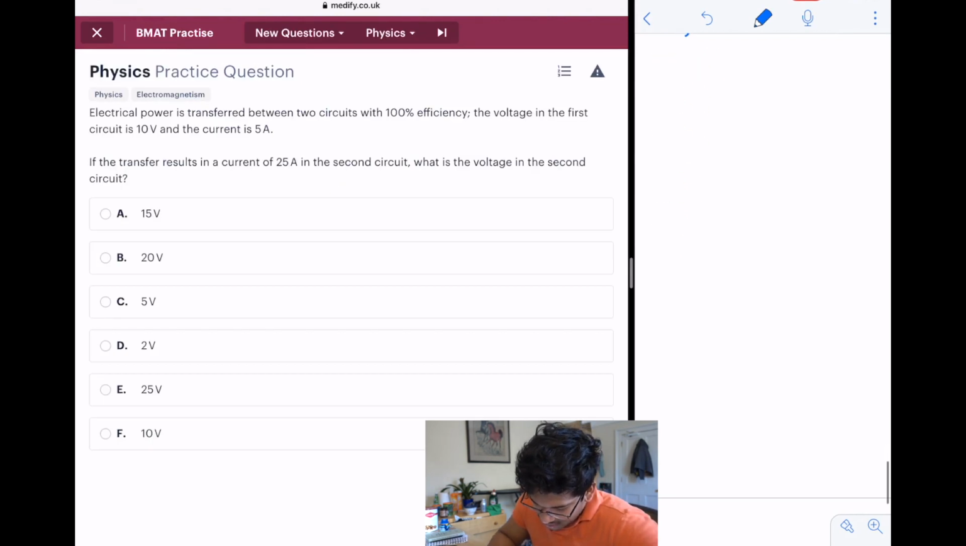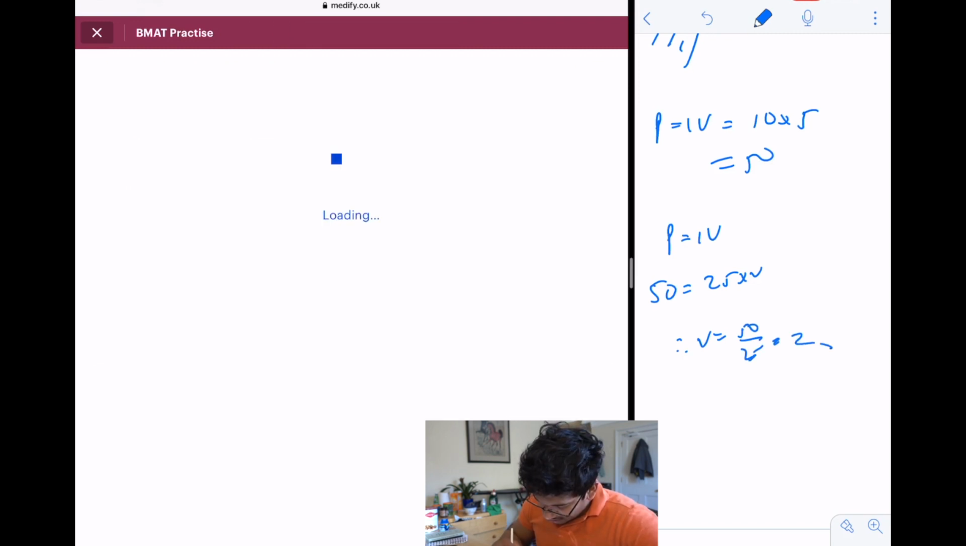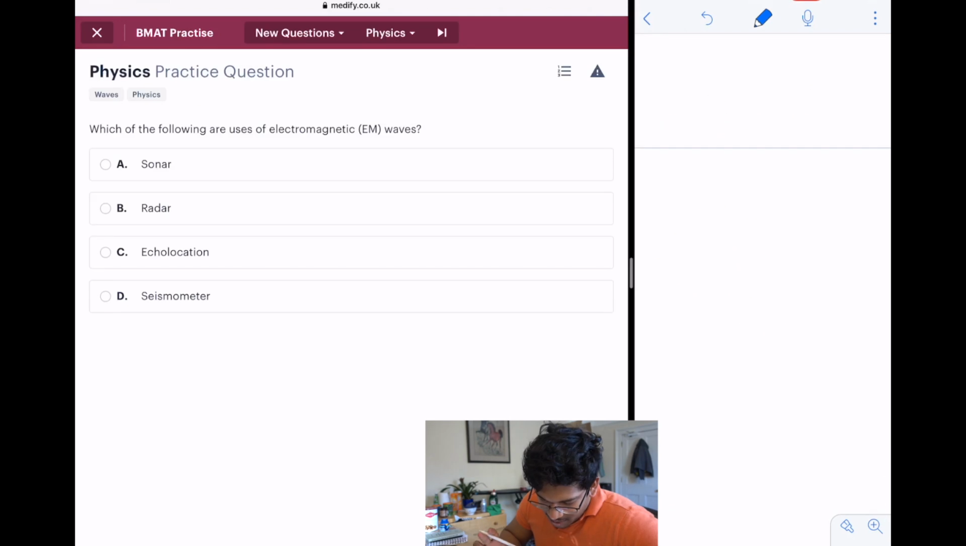Electrical power is transferred in two circuits with 100% efficiency. The voltage in the first, the current. Okay, great. So P equals IV. Efficiency relates to power usually, so 10 times 5 is 50. Transfer results in 25 current. Okay, great. So the current is now 25 in the second one, so P equals IV. 50 equals 25 times V. Therefore, V equals 50 over 25 equals 2. Fantastic. So let's see if that's right. Woohoo, that's right. Nice.